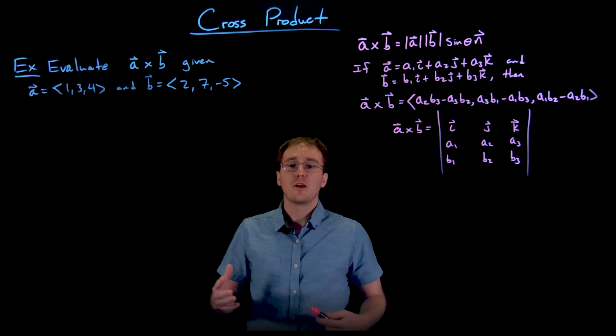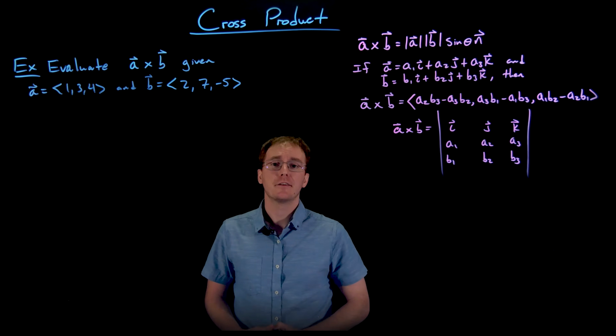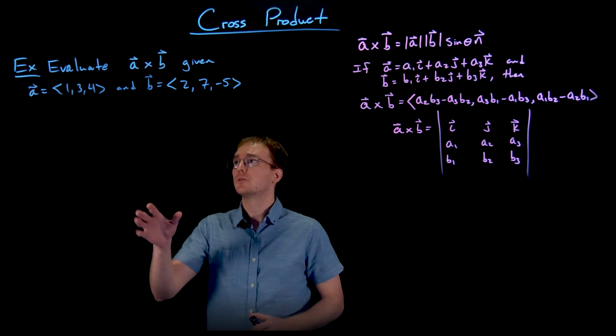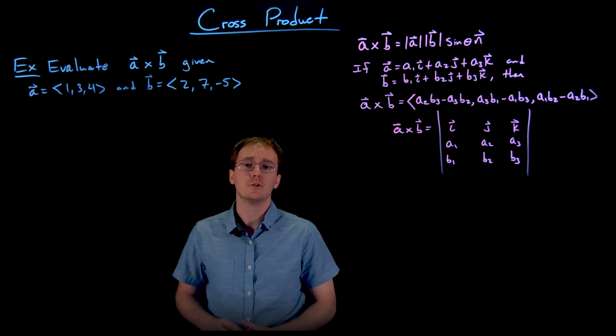All right, everyone, we've been talking a lot about the cross product and different ways to compute it, but we haven't looked at an example yet together. Now let's go ahead and do that. So in this example, we're finally going to evaluate a cross product using the components of two vectors.